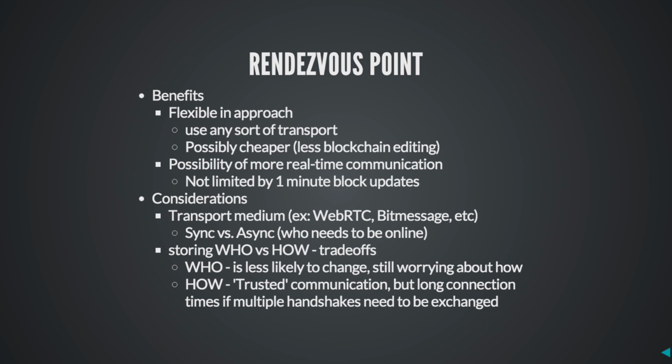And then storing who versus how trade-offs. This rendezvous point could be broken out into a lot of different types of uses for Ethereum with messaging. But you can think of this as storing who you want to talk to, or how you want your message to be sent, or how you want it routed, or even where you want it routed. Who is a lot less likely to change. Who you want to talk to, maybe your friends. People's identities really change less often.